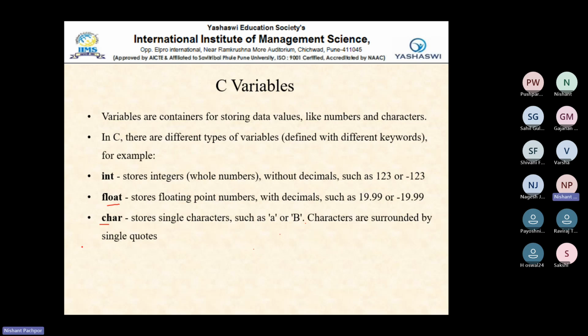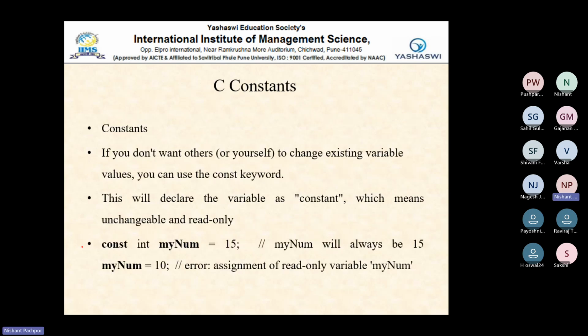The next one is variable. Constant is there. If you want to store permanent fixed data that you don't want to change, like the value of pi, pi is fixed. It is 3.14, that is the pi value. So that will be fixed. So I want to fix my data.